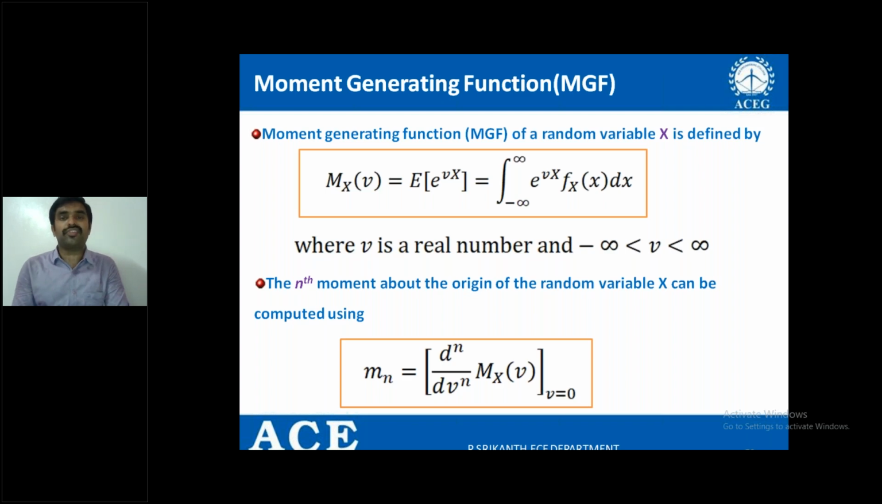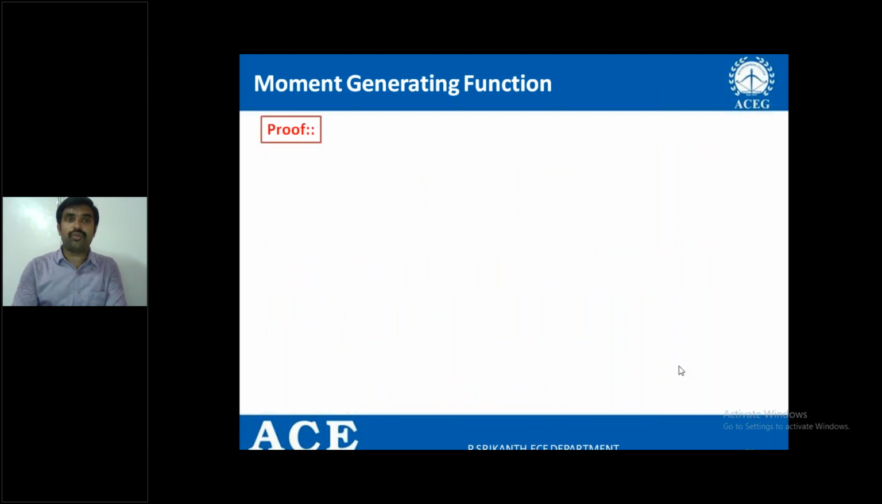If I need to find the first moment, I have to substitute n equal to 1, or to find the second moment, I need to substitute n equal to 2. Like that I can derive the moments using the moment generating function. You can prove this relation. Why? Because we are given the formula for mx of v in terms of expectation, so we can also derive this relation. Sometimes in exams you will be asked to derive this particular relation. So let us see how to derive it.